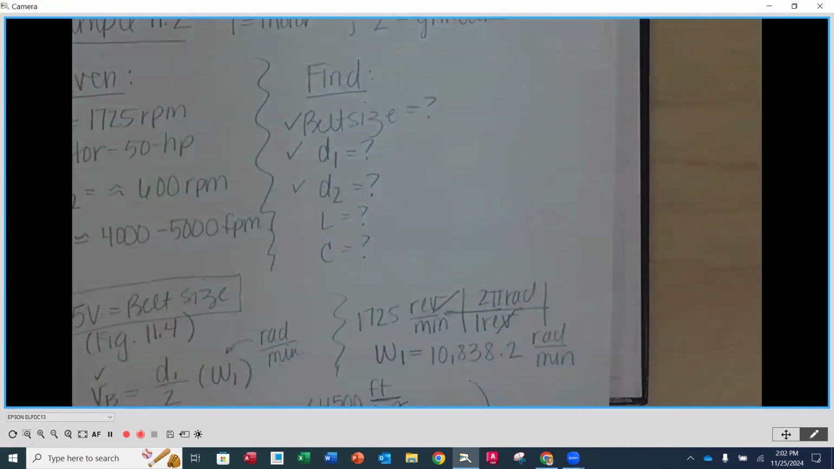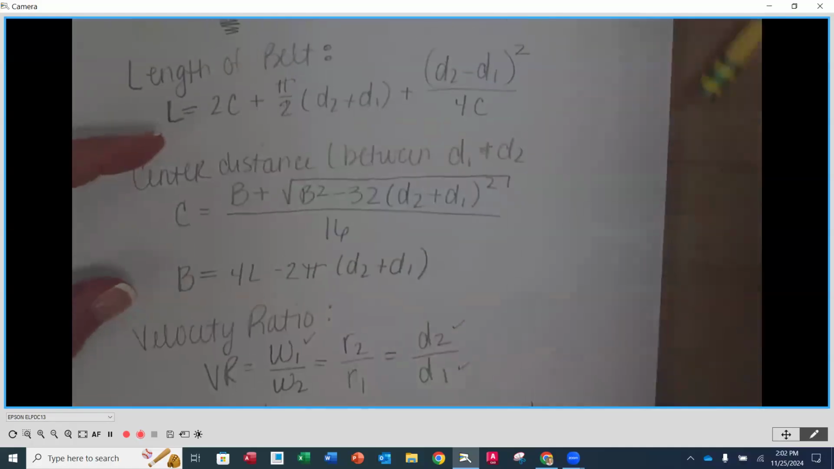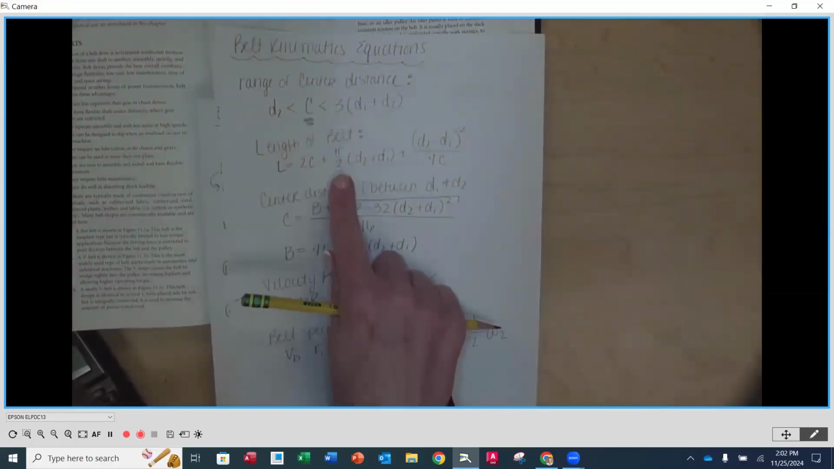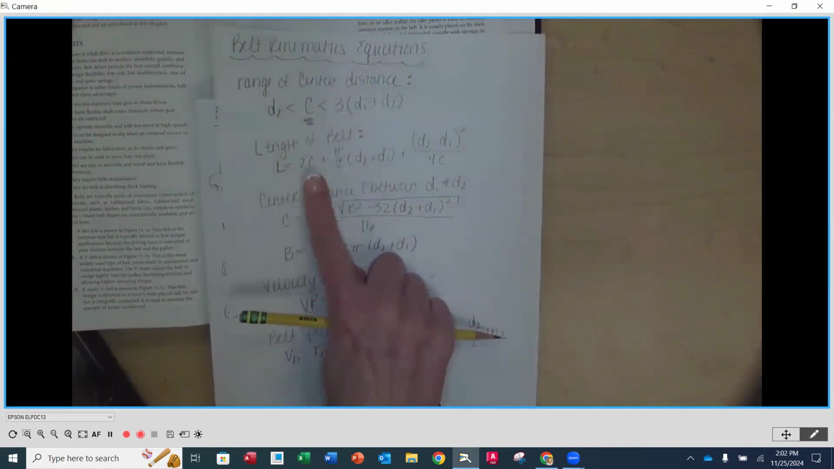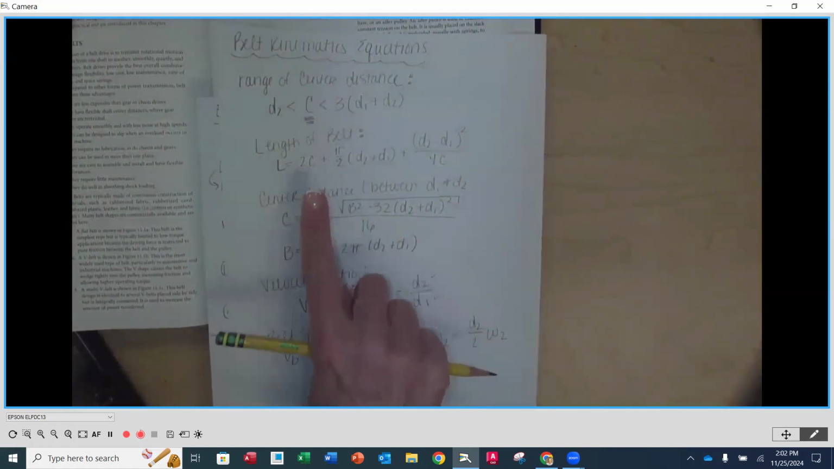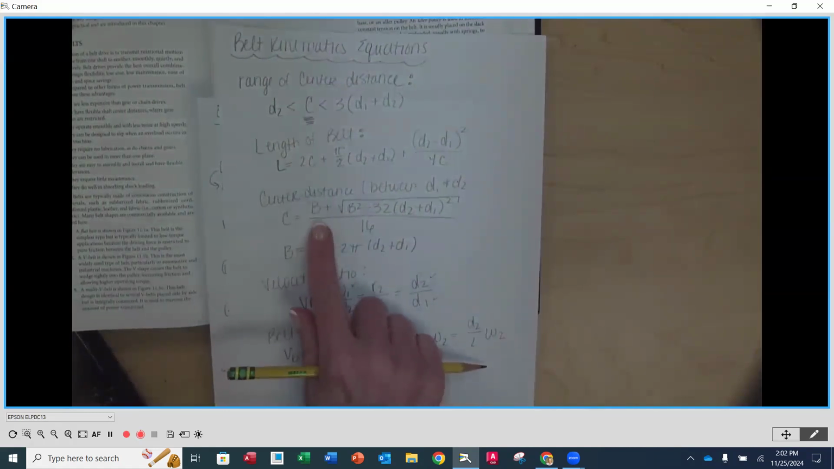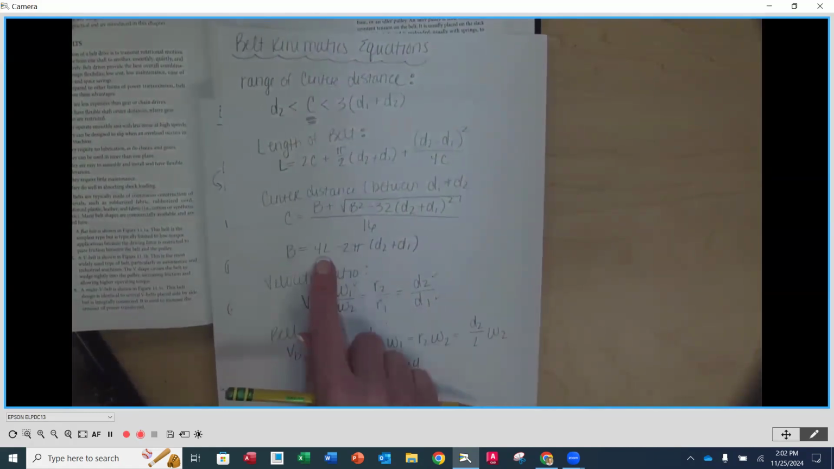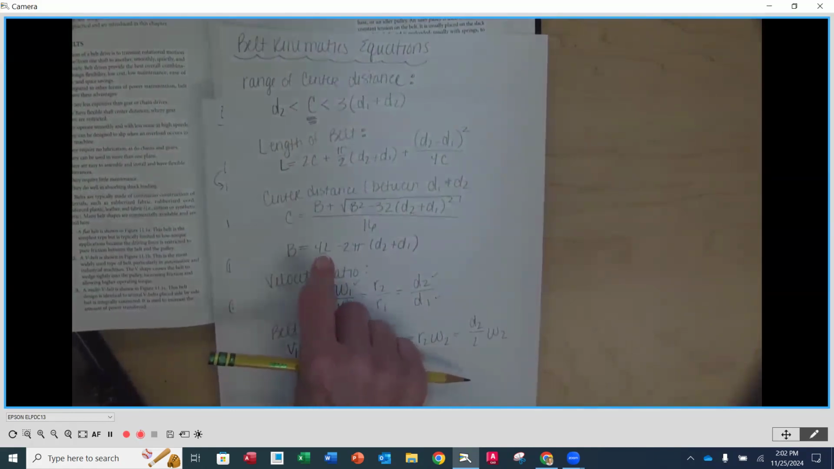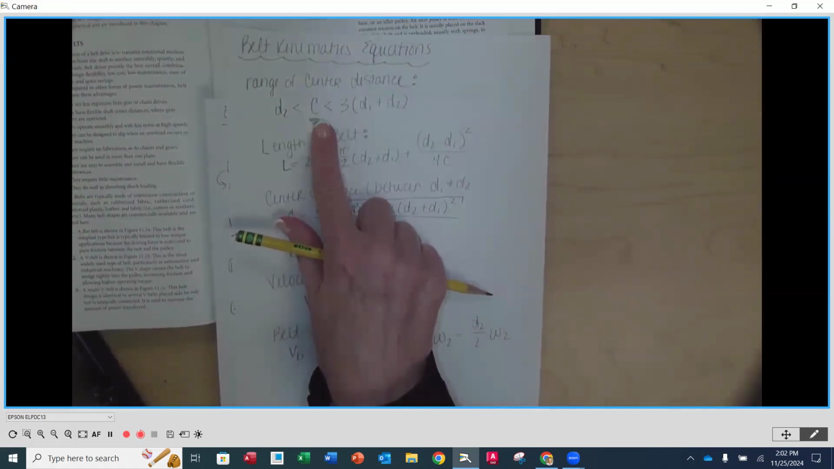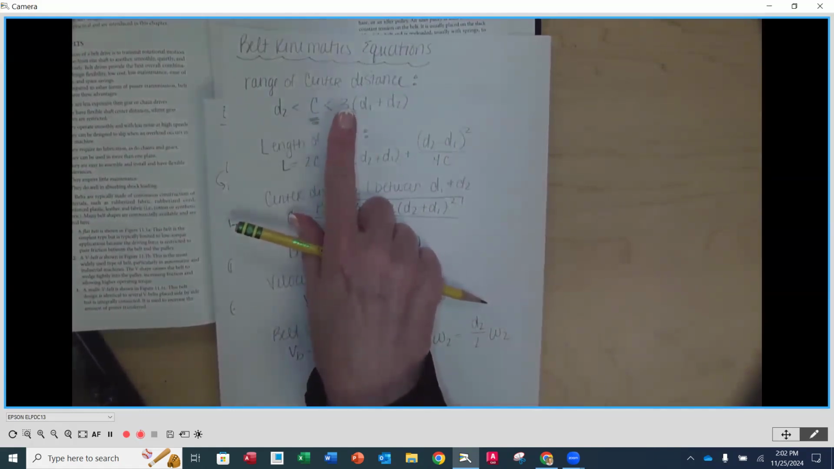So if we go back to our equation sheet, we have our length here. It needs a center distance. And then you're going to notice that it's kind of like a chicken and an egg situation. For my center distance, I need the length. Okay. So what we're going to do is pick a number here that has to be between this range. Because we've got to pick one of them before we can pick the length.